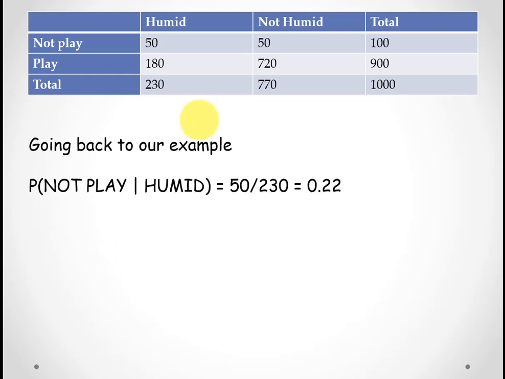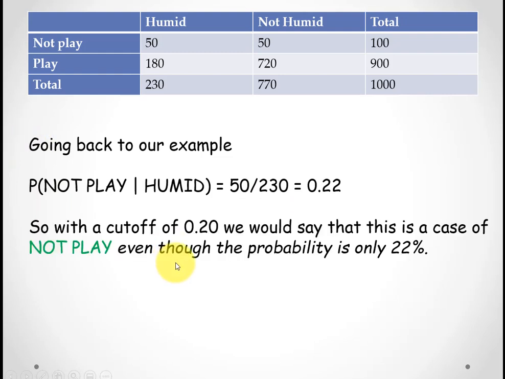going back to our example, the probability of not play, given that it's humid, we saw was 50 out of 230, which is 0.22. So according to this cutoff rule, we would say that they are not going to play, even though it's only 22%. So with a cutoff of 0.2, we would say that this is a case of not play, even though the probability is only 22%. That's like saying that even though the test only shows a 20% chance that they have cancer, we're going to classify them as having cancer.